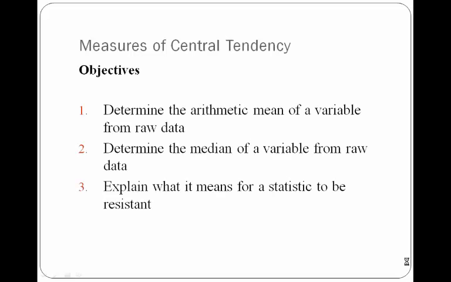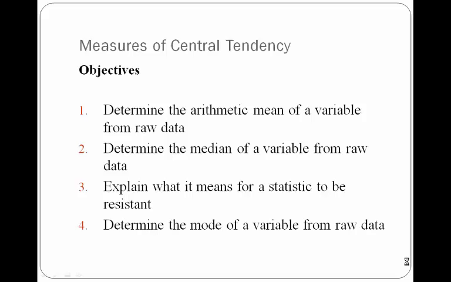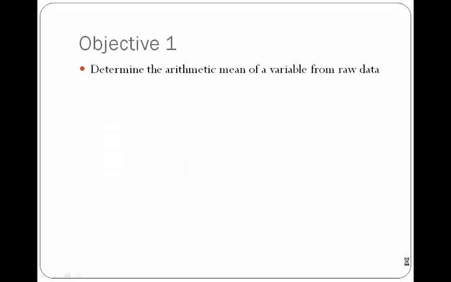The objectives in this lesson are to determine the arithmetic mean of a variable from raw data, to determine the median of a variable from raw data, and to explain what it means for a statistic to be resistant. We will also determine the mode of a variable from raw data. Let's look at Objective 1. Determine the arithmetic mean of a variable from raw data.